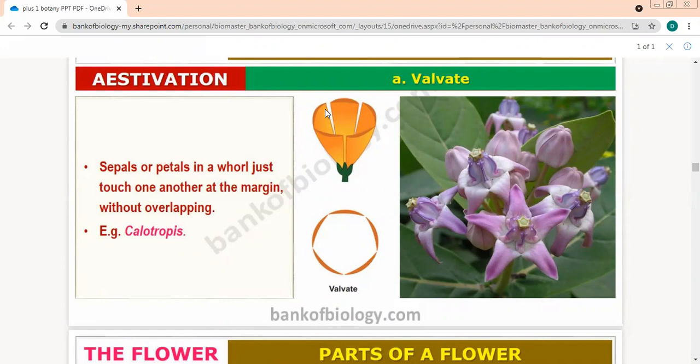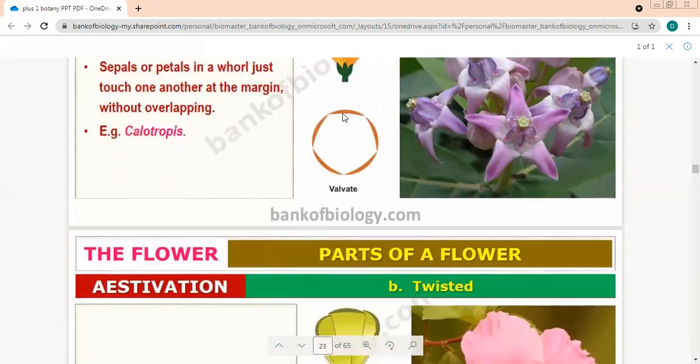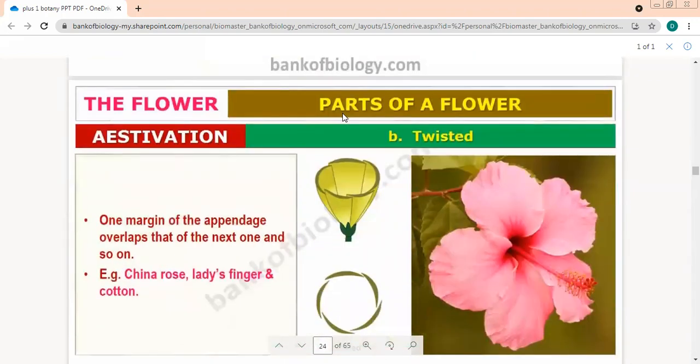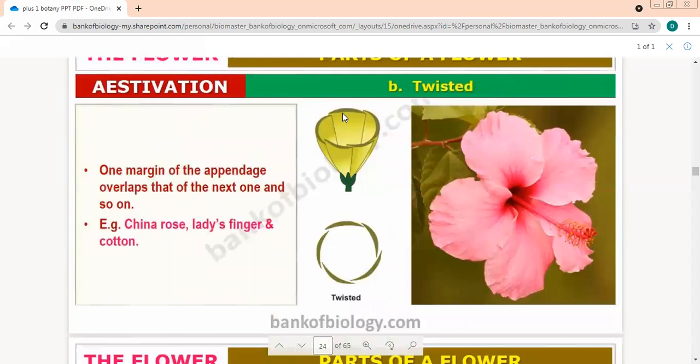Clear, beta? Where will they touch each other? At the margins. Look here, it will be clear. They have shown that they are touching at the margins, and the space is deliberately left to show that they are not overlapping. The best example is Calotropis. Such kind of estivation is known as valvate. Again, this is a part of your practical: a flower will be given to you and you will have to identify it.